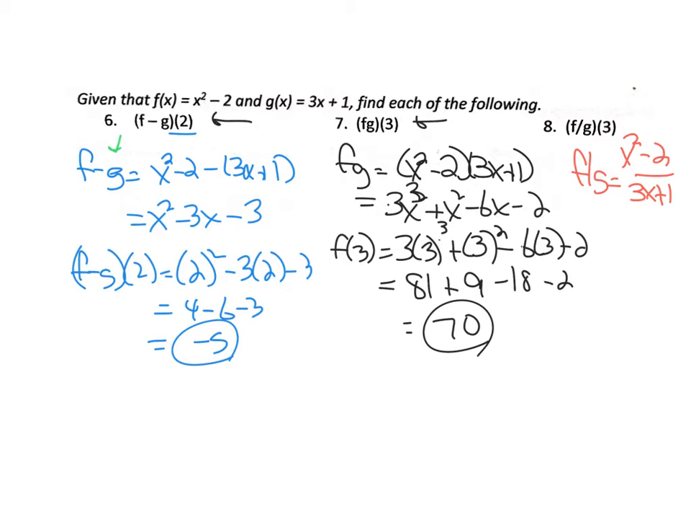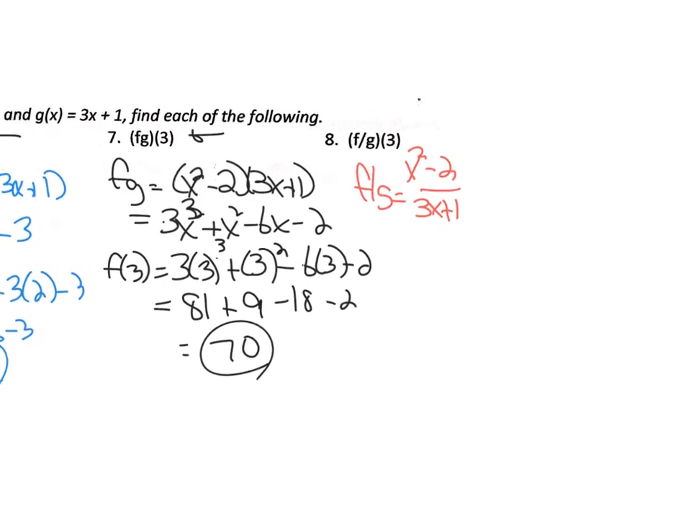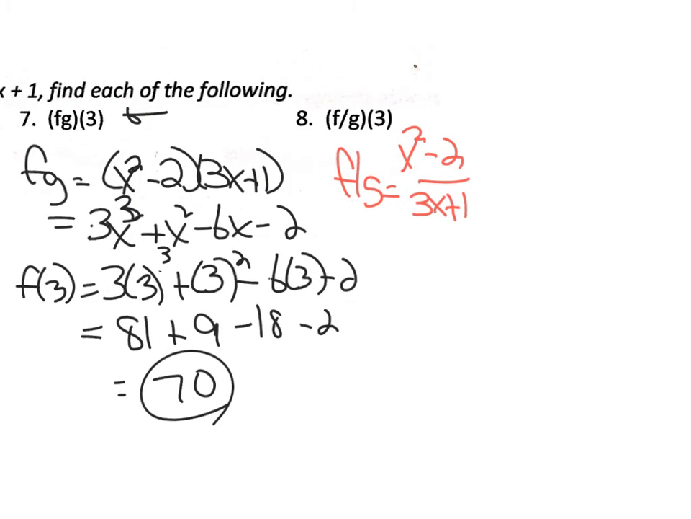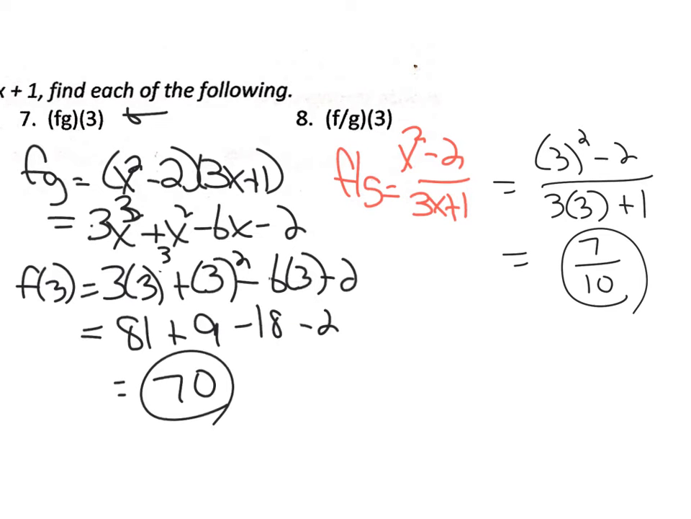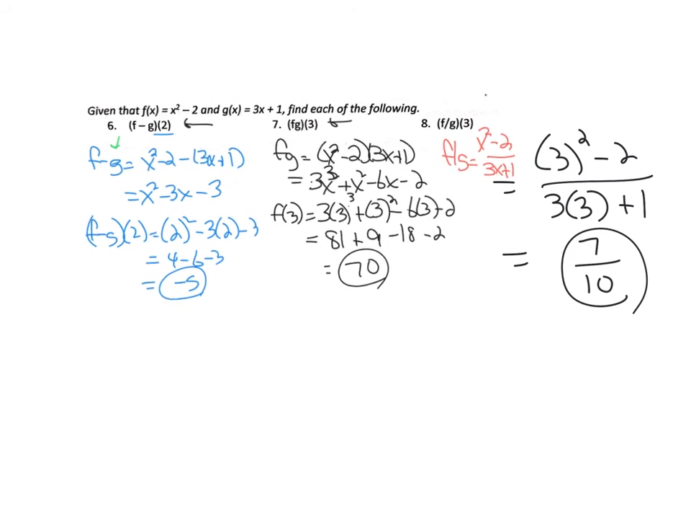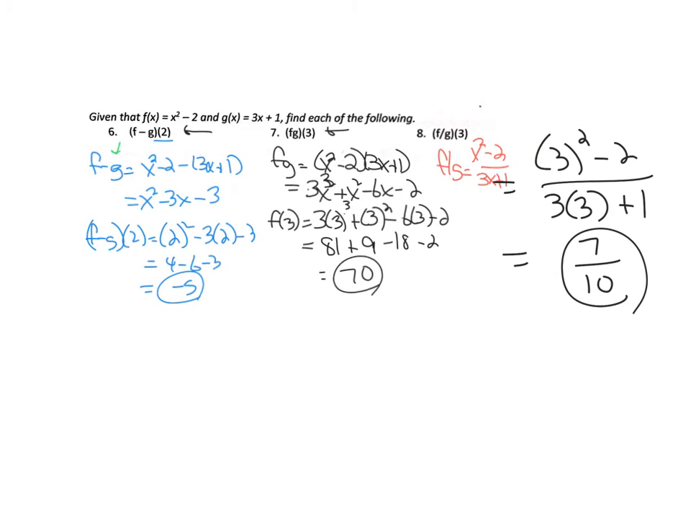And the last part over here says f divided by g of 3. Went ahead and set that up. f divided by g is all you can do. So I'm going to plug the 3 in here. Now we get 3 squared minus 2 on top, and on the bottom, 3 times 3 plus 1. On the top, I get 9 minus 2, which is 7. On the bottom, 3 times 3 is 9, plus 1 is 10. 7 tenths. And that's all you do on that one. So do the operations first, and then plug in the number they give you.